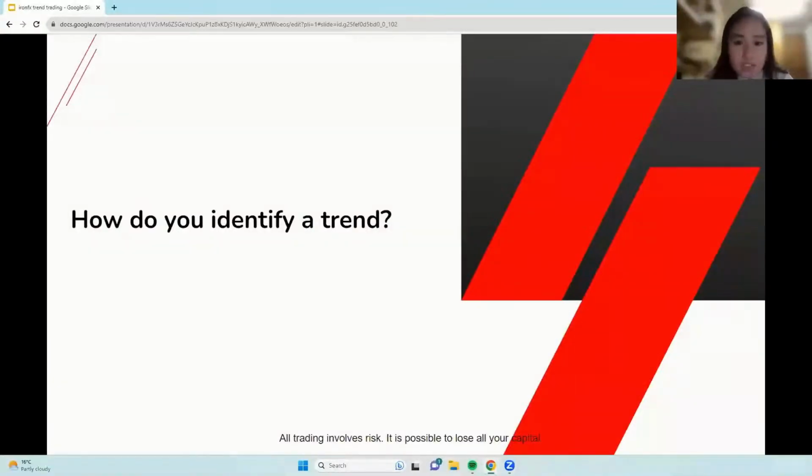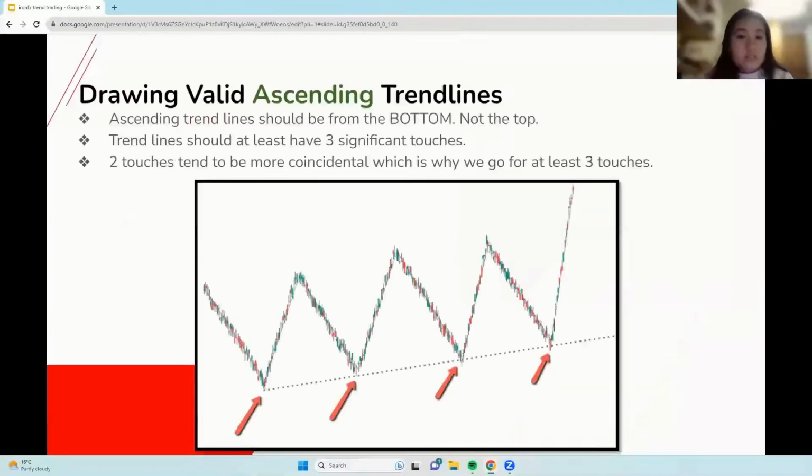How do you identify a trend? So this brings us to our next point, which is identifying trend lines as well as trend channels. These can really help you to identify a trend. But how you identify a trend is pretty straightforward just by looking at a chart. I'm sure you can tell whether price is moving up or down.